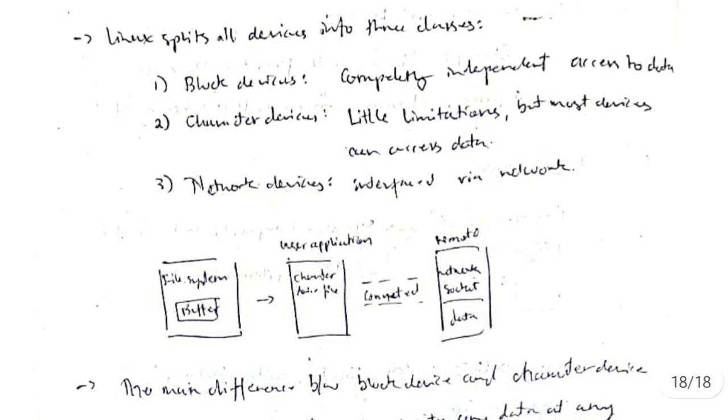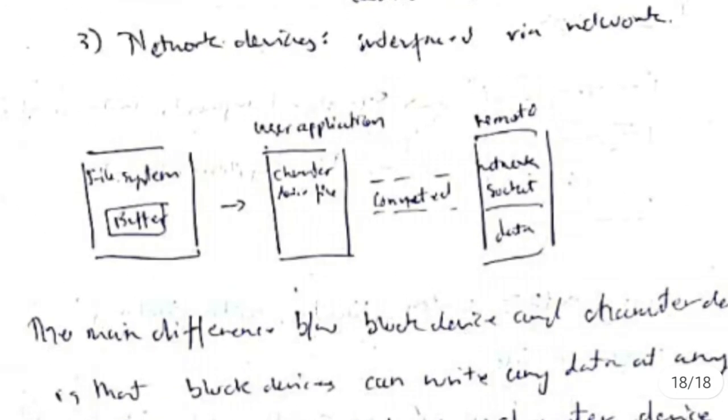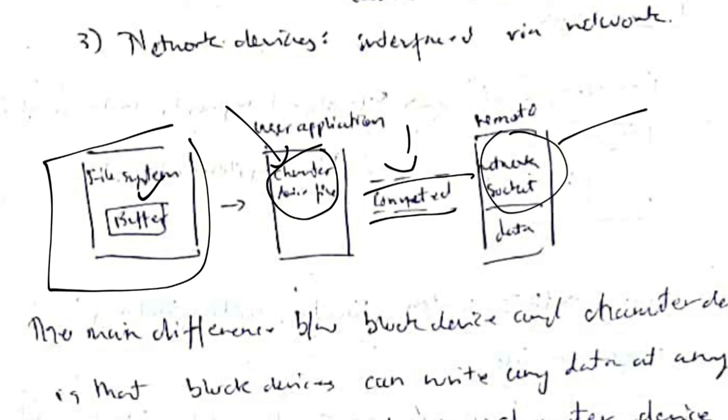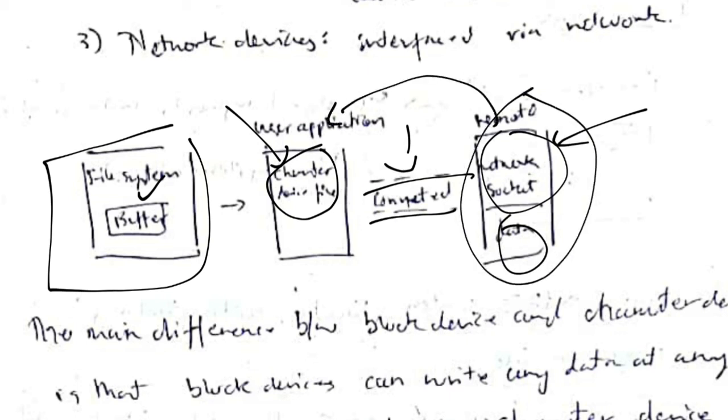Wireless connection. And this is the block diagram. In this, the file system has the buffer cache here, and the user application uses the character device file. And they are connected via network here to the remote location where there is network socket and the data. So the data is accessed from the remote location to the user application, which then stores in the file system.